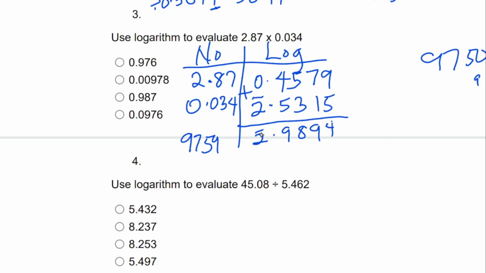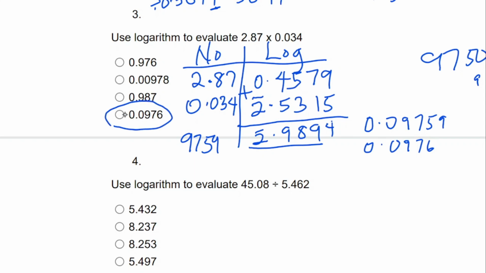So we have bar 2 here. To get this one, the same thing, that's going to be having 2 zeros. So 9, 7, 5, 9. By the time you approximate it to 4 digits, it's going to be 0.0976. I hope that is clear. Then move to question 4 now.